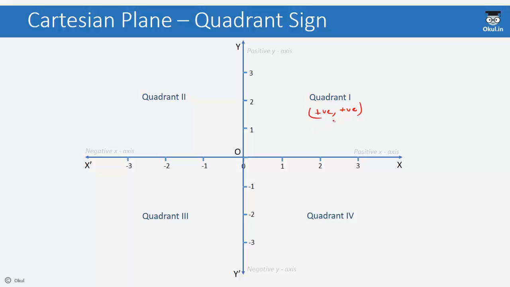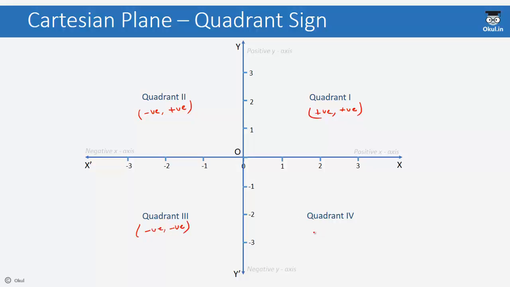Now in quadrant 2, we move along the negative x-axis. So its abscissa or x-coordinate will be negative. But since we have to move along the positive y-axis, its ordinate will be positive. Now in quadrant 3, the x-axis is negative, that is, the x-coordinate or abscissa will be negative. And since the y-axis is also negative, the y-coordinate or ordinate will also be negative. So the sign of abscissa will be negative and ordinate will also be negative.